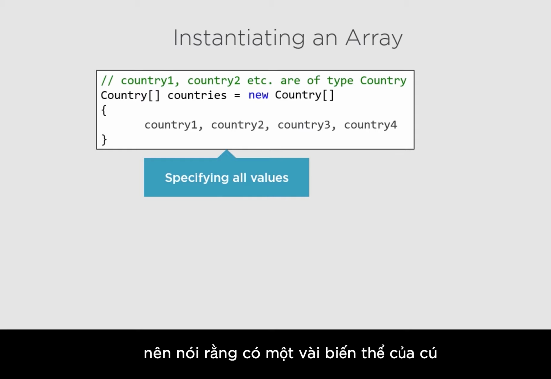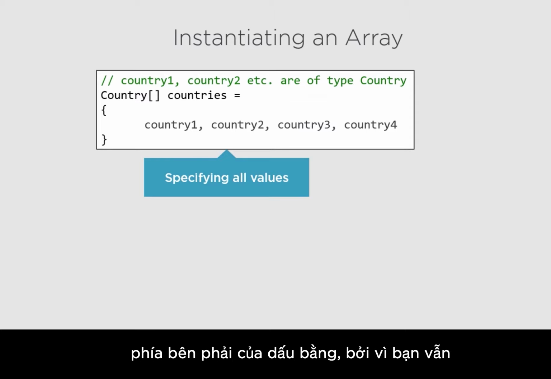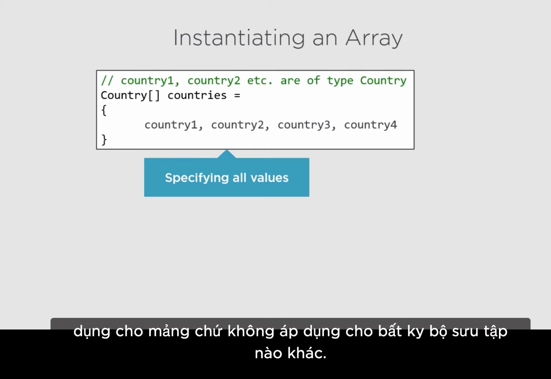I should say there are a couple of variants of this syntax. In particular, provided the exact type is explicit on the left-hand side of the equals sign and there's a collection initializer present, you are allowed to omit repeating the array type on the right side of the equals sign, because you've still given the compiler all the information it needs to work out the type and instantiate the variable. That's quite a neat syntactic shortcut, although I should stress it only applies to arrays, not to any other collection.